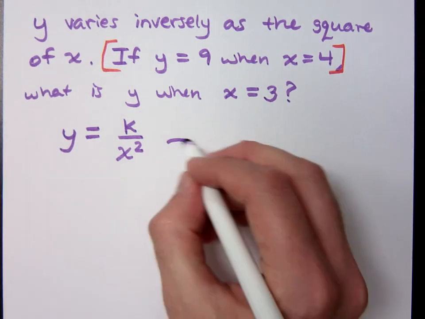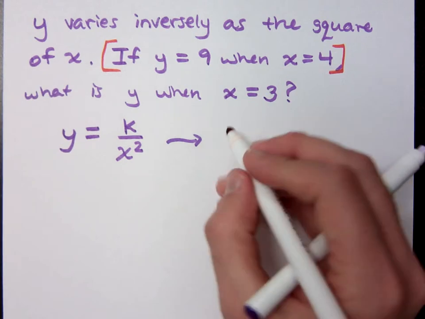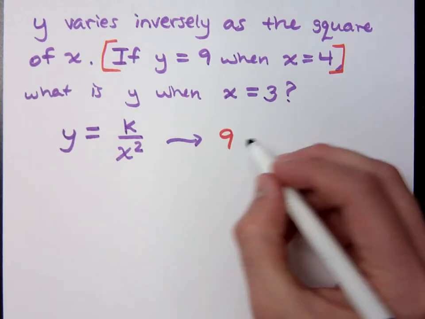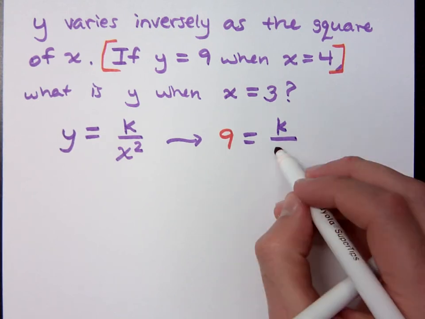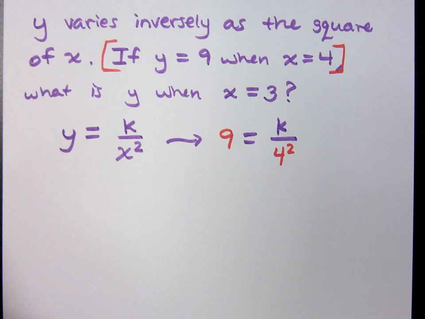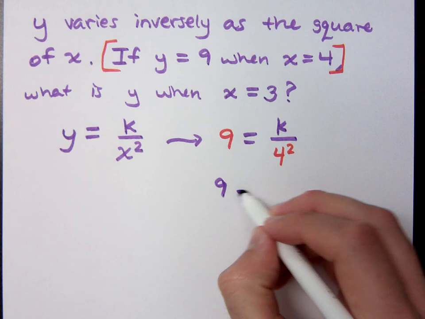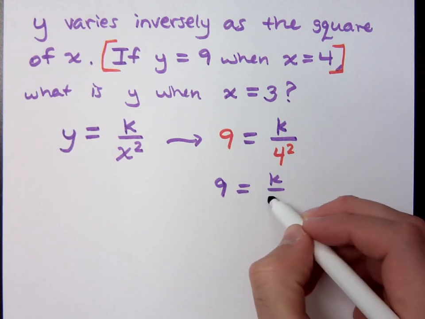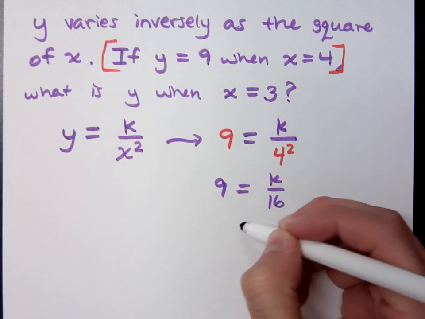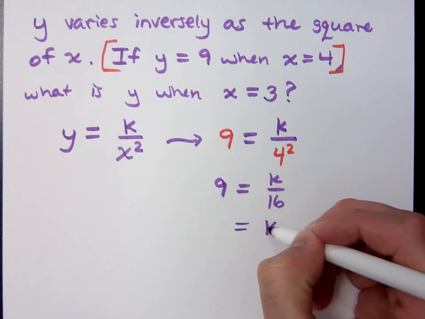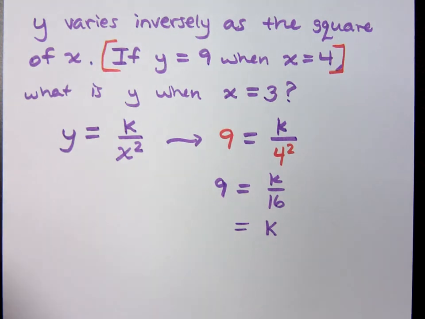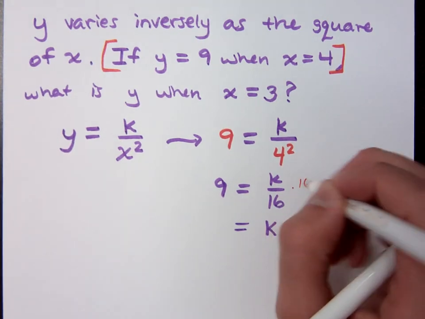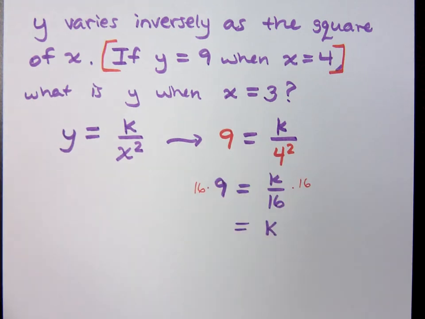So that means to me that 9 is equal to k over what? K over 4 squared. So it means that 9 is equal to k over 16. How do you figure out what k is? Right, you can multiply both sides of the equation times 16. What's 16 times 9?